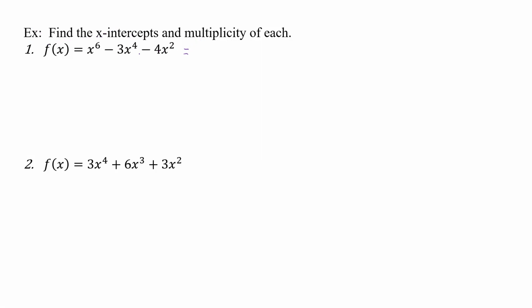All right, so that means we have to factor. So when we do that, we're going to factor out an x squared because there's an x squared in each term. And what's left over? Well, there's an x to the fourth minus 3x squared minus 4. Okay. Now, can we factor that?